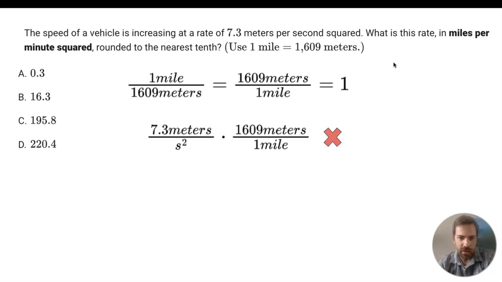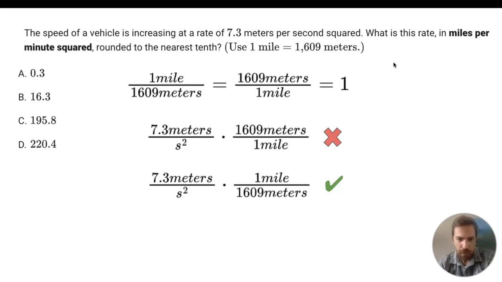If we tried multiplying by 1609 meters over 1 mile, you'll notice we have meters in the numerator twice. What we want is to be able to cross out meters, so that's not what we're looking for. What we are looking for is the inverse of that, the reciprocal. So we're looking for 1 mile over 1609 meters, right? Either of those is the same as multiplying by 1, but this way, with meters in the denominator, we can cancel it out with meters in the numerator.